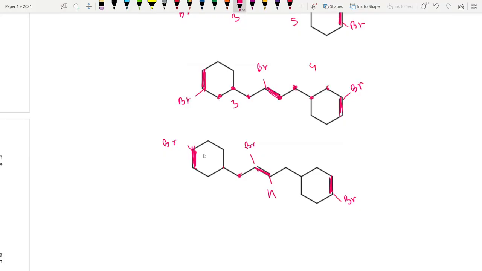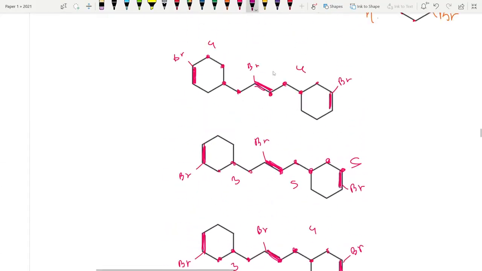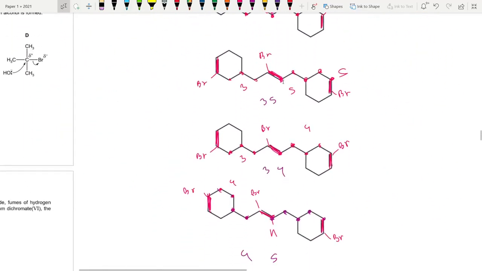Now last one, 1 2 3 4, or 1 2. You can also go like this. That's 4 and 1. Should I use a different color? 1 2 3 4, 1 2 3 4 5. So this is 4 5. We have 4 5, we have 3 4, we have 3 5, and 4 4. These are the combinations basically. So that's what I'm trying to say.